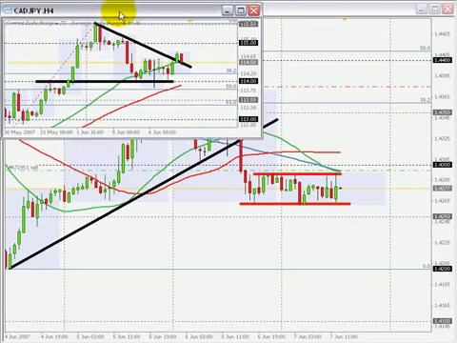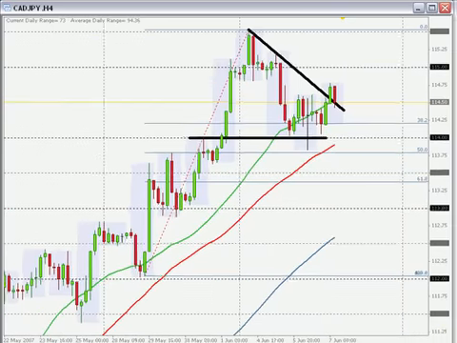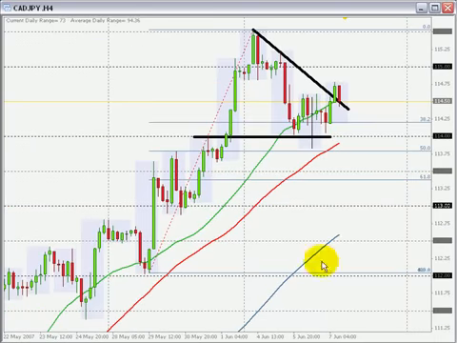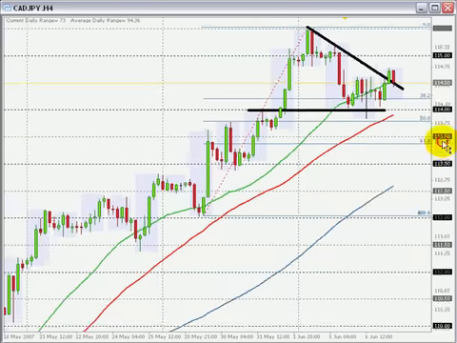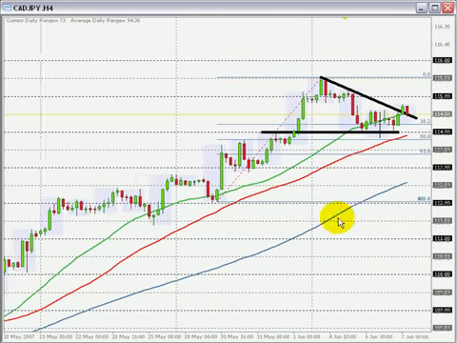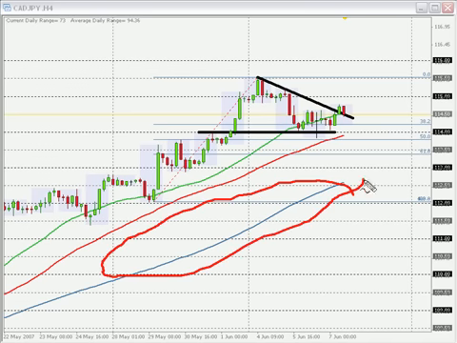I'm also following the CAD against the JPY in the 4 hours time frame. A very nice uptrend. Have a look at those moving averages, all pointing up, parallel to each other. Price nowhere near the 100, etc., etc. We also have a flat bottom triangle right there, finding support of the 114 round number.